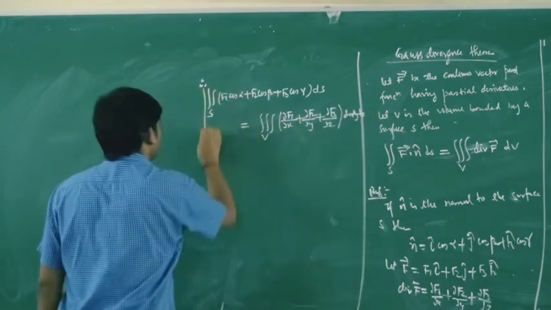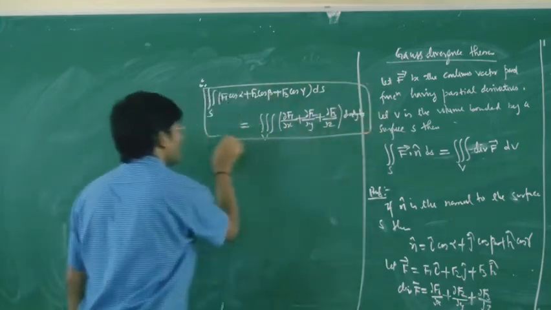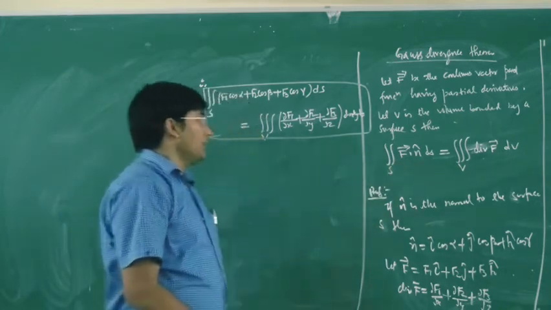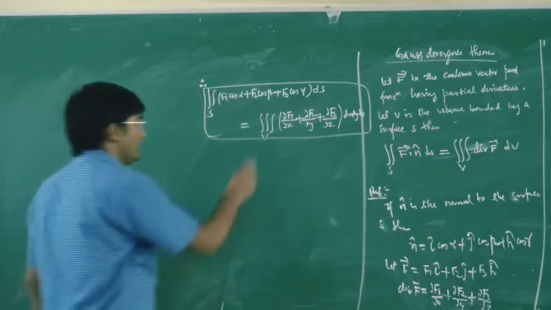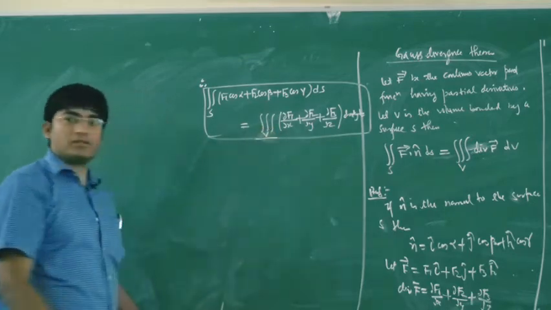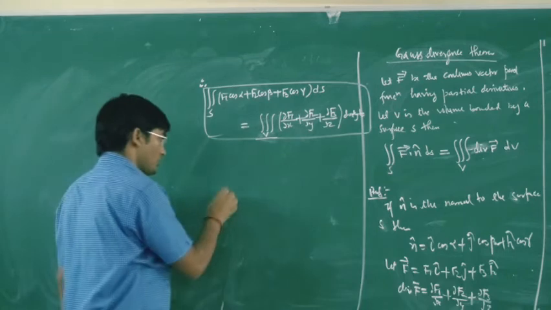So this is the Cartesian form of this Gauss Divergence Theorem. Okay, now let us evaluate this right hand side, and we will show that this right hand side is the same as the left hand side.